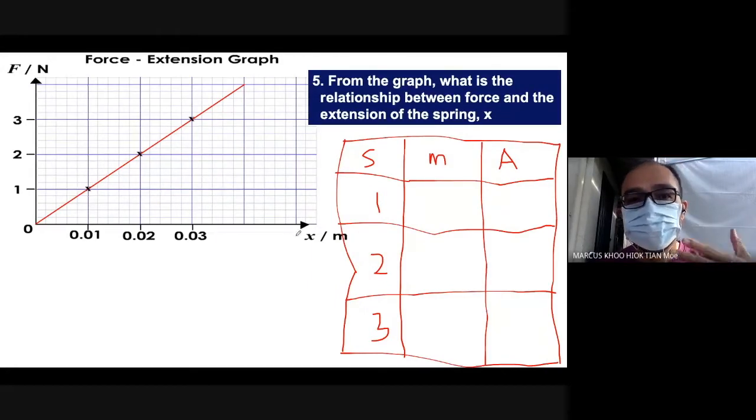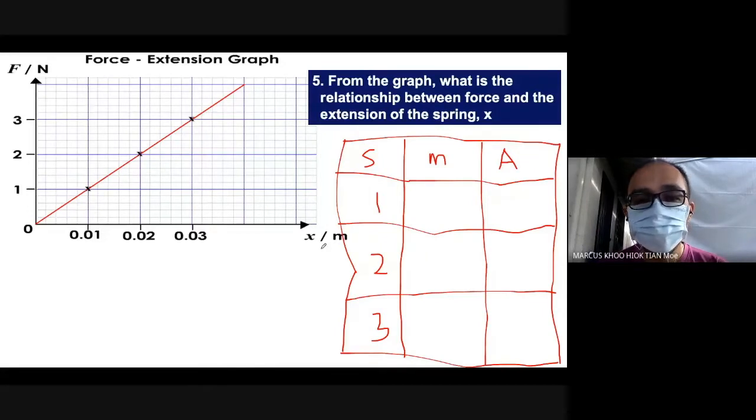Now, there is a reason why we have to purposely put it as force against extension, although in our previous experiment, our force is actually the manipulated variable and the extension is the responding variable. But for the purpose of understanding the concept for today, we have to look at it from the viewpoint of force against extension.